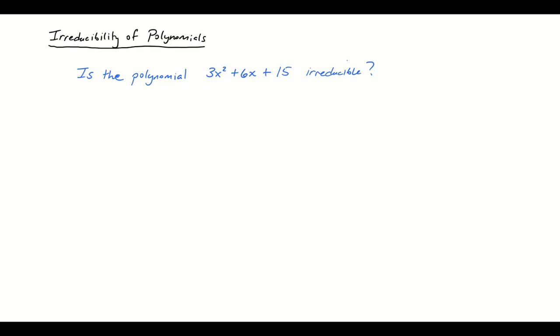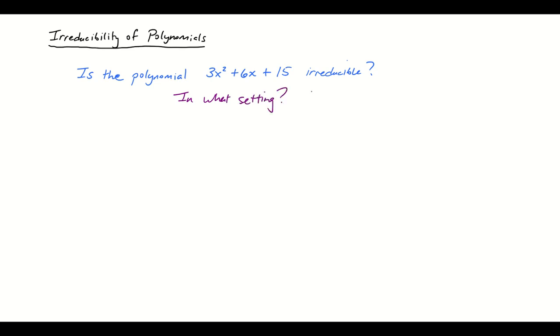In this video, we're going to explore the question of whether a certain polynomial is irreducible from several different points of view. So I've put this question here: is the polynomial 3x squared plus 6x plus 15 irreducible? And one thing we're going to discover in this video is that the answer to this question depends on the following question. In what setting are we talking about?